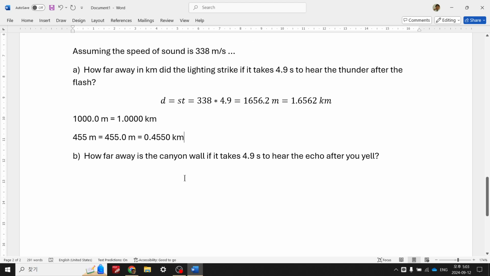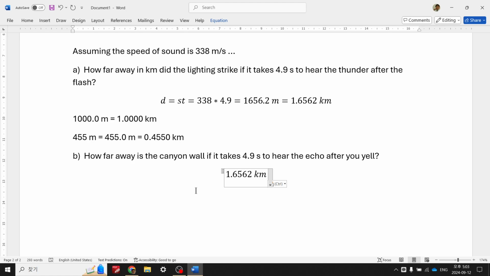All right. So here's a similar question. How far away is the canyon wall if it takes 4.9 seconds to hear the echo after you yell? Okay, well, we can use the same value here, right? The same idea, except that there's something about this. It's not the same answer, though. Why? Oh, because that's there.